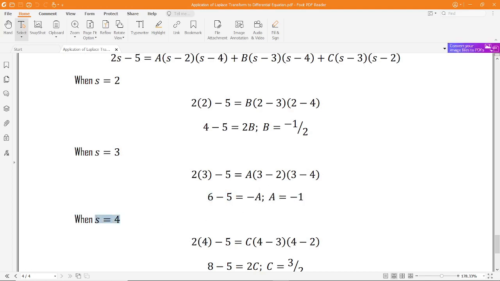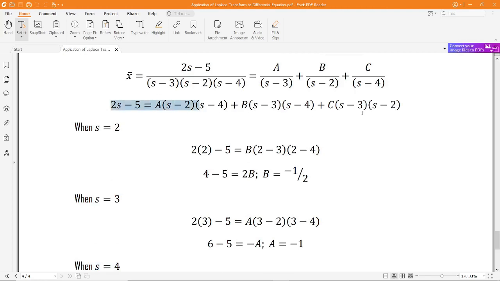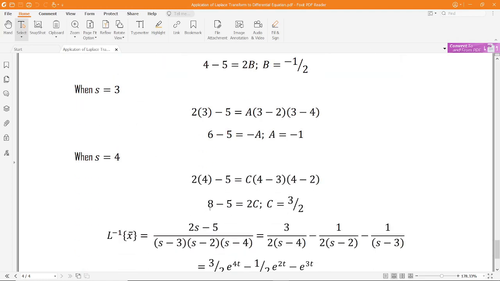So when we make our s to be 4, we go back to this same equation. 4 minus 4 will be 0, it will cancel out this. 4 minus 4 again will be 0, it will cancel out the other factor. And we're left with C. So 4 minus 3 will be 1, then 4 minus 2 will be 2. So 2 times 1 is 2, so that's 2C. Then 2 times 4 will be 8 minus 5, so that's what we have here. So 2C, 8 minus 5, that will be 3 equals 2C. So C is 3 over 2.